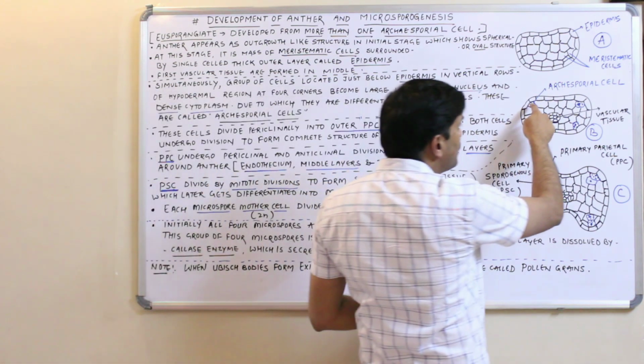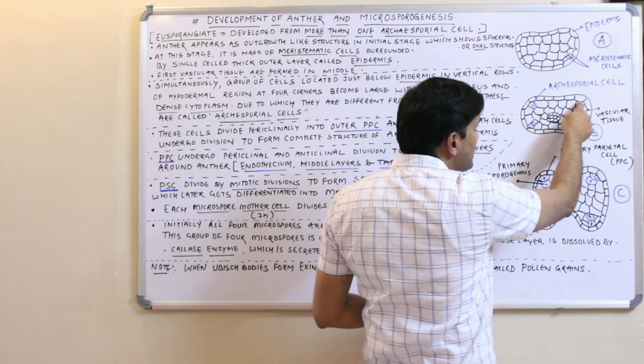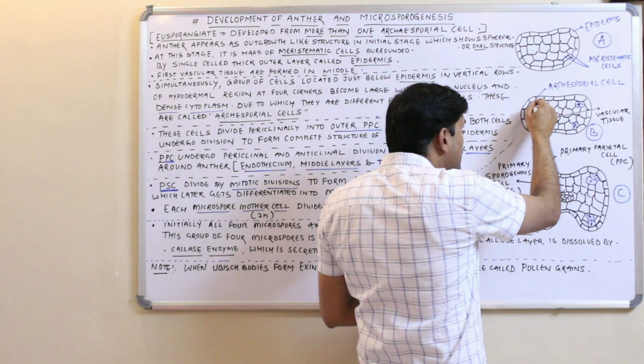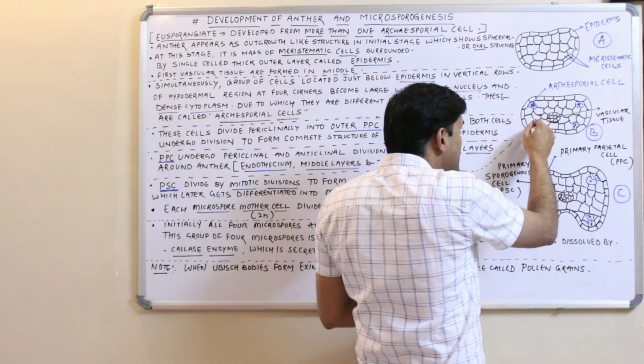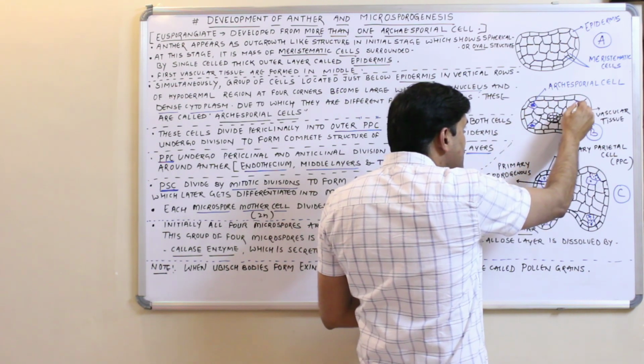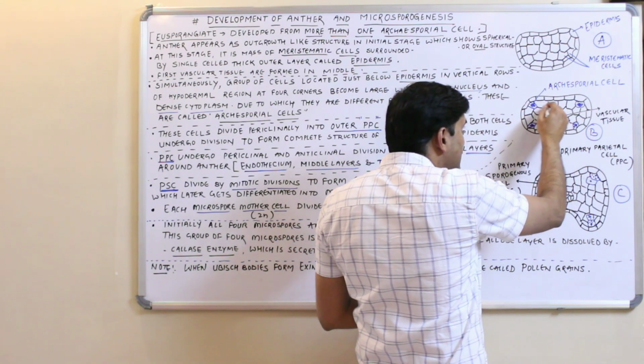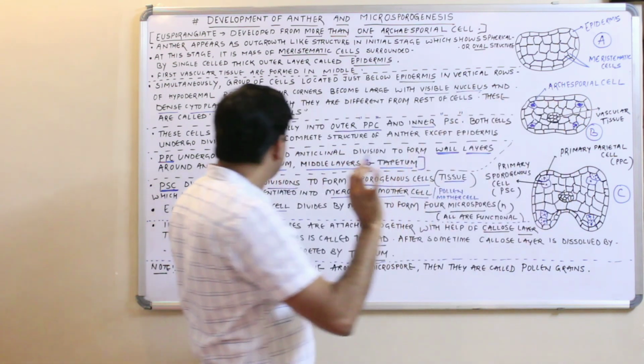So are you able to see the archisporial cells? These archisporial cells have a clear-cut visible nucleus and dense cytoplasm, and because of this these cells are different from the other cells.